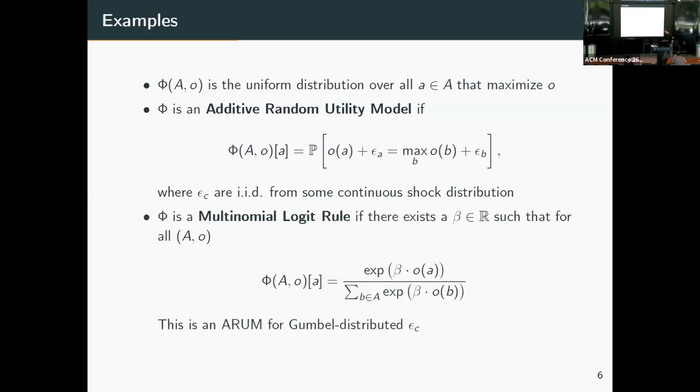Another, arguably the most popular, example is the multinomial logit rule. And so phi is multinomial logit if there is a constant beta, which we will assume to be fixed across all possible menus, such that phi is given by this expression. And multinomial logit is actually a particular case of this additive random utility family that corresponds to the Gumbel noise distribution.